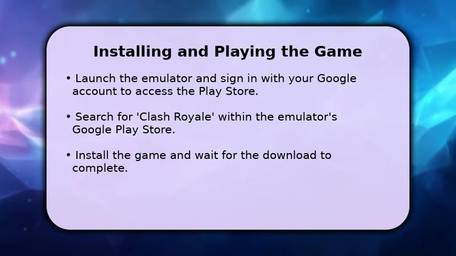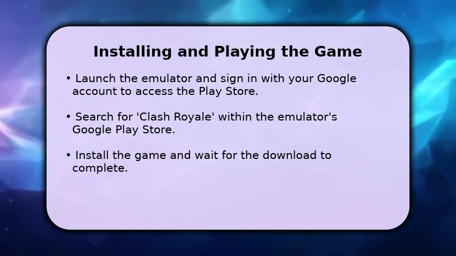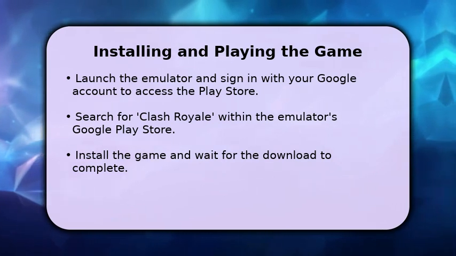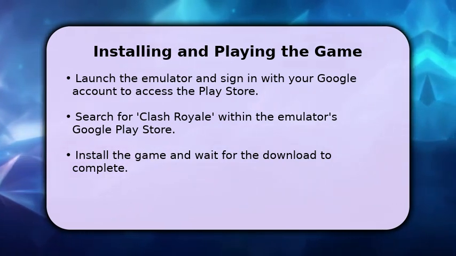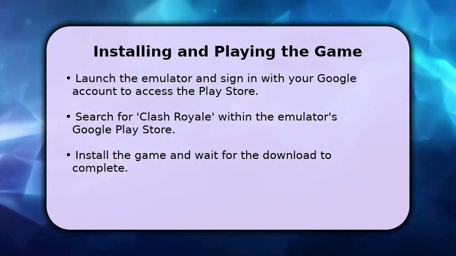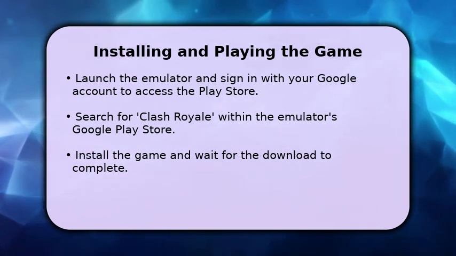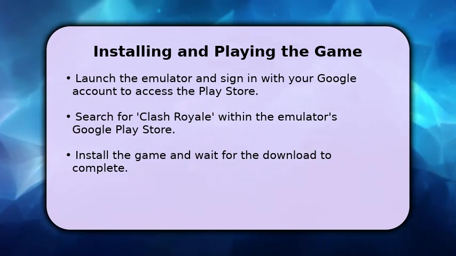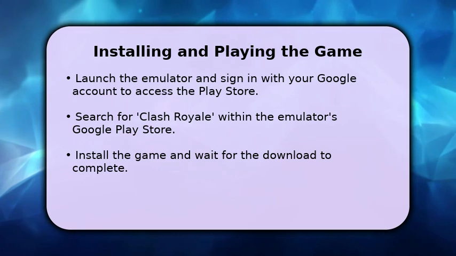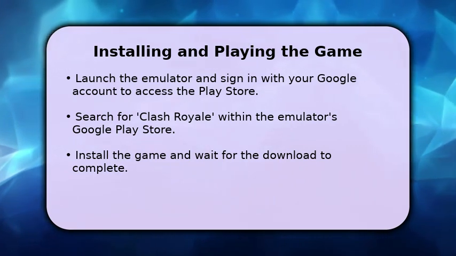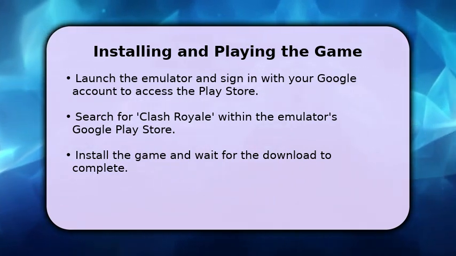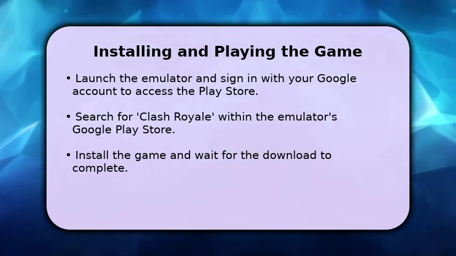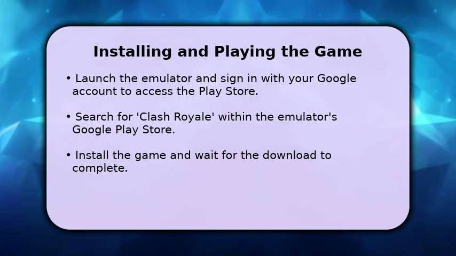With the emulator installed, you are ready to get Clash Royale. Launch the emulator and sign in with your Google account to access the Google Play Store. Search for Clash Royale and proceed with the installation, just as you would on a mobile device. Once downloaded, you can launch the game. Many emulators offer customizable keyboard mapping, allowing you to assign specific keys for deploying troops and spells, providing a more precise and enjoyable gaming experience than touch controls. Enjoy your battles on the big screen.